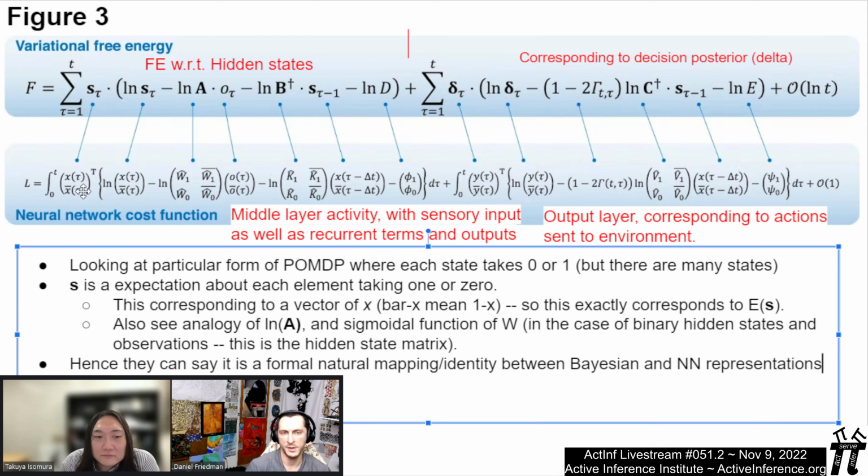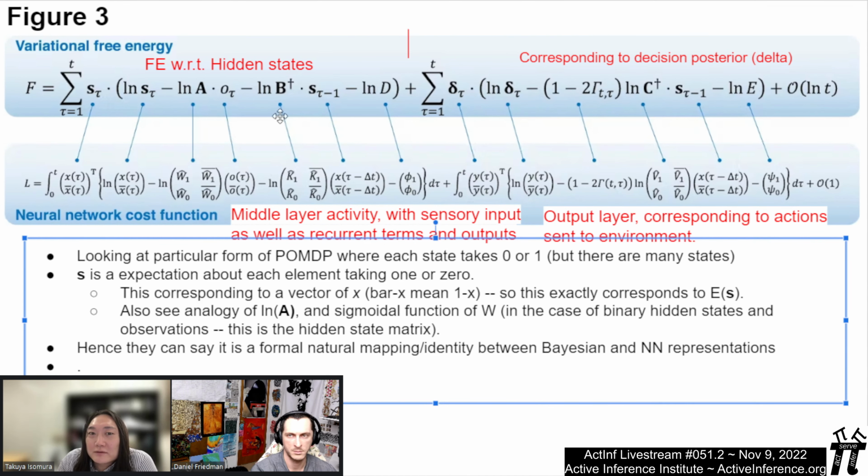So how would it look different if it were a 3-state categorical distribution or a continuous distribution? What aspects would change? Thank you for asking that. That's in some sense outside of this paper, because only when we consider a binary hidden state is this analogy established nicely. Otherwise, we need to consider some extension.